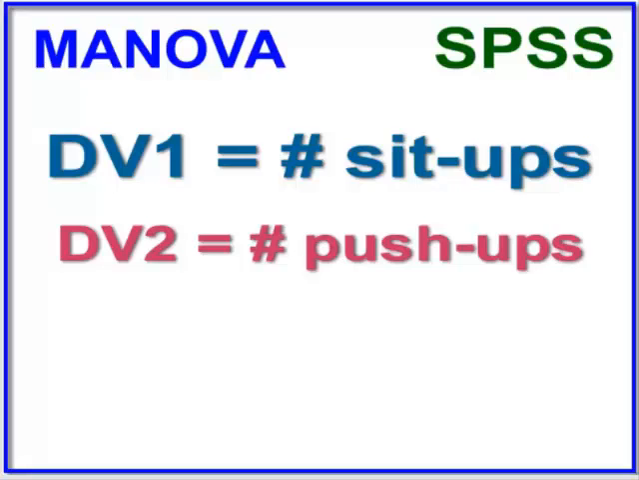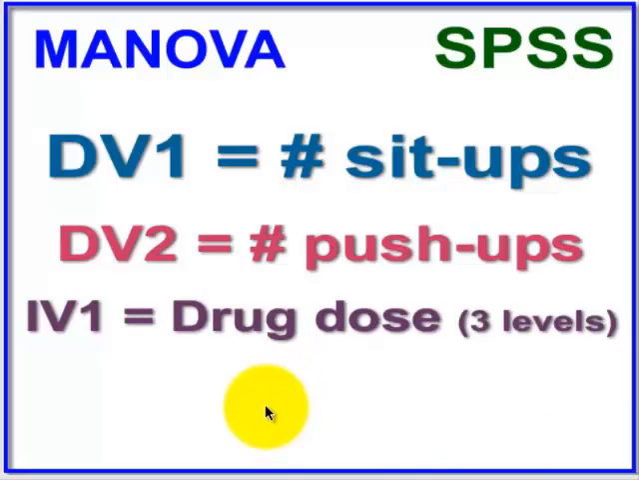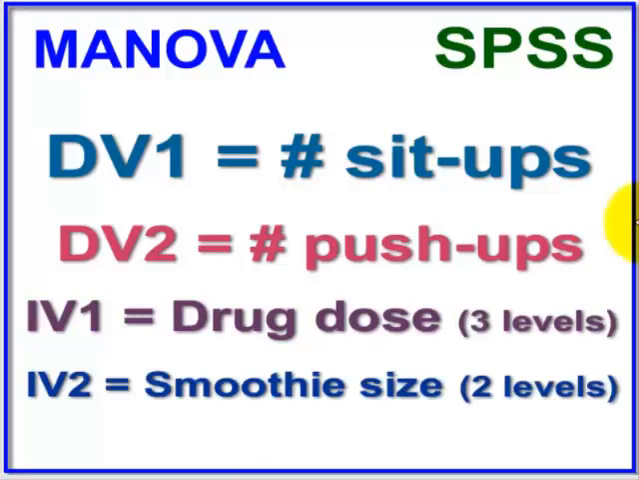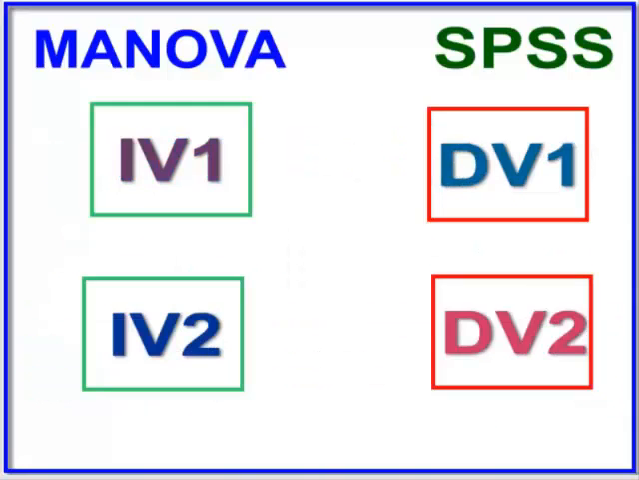So there's the two DVs, and IV number one is the drug dose. There's three levels, right? 0 milligrams, 10 milligrams, 20 milligrams. And IV number two is the smoothie size, right? Small and large. So that's what we're going to try to see, if there's a significant difference between the number of push-ups and sit-ups, which both kind of define the fitness of the rat.